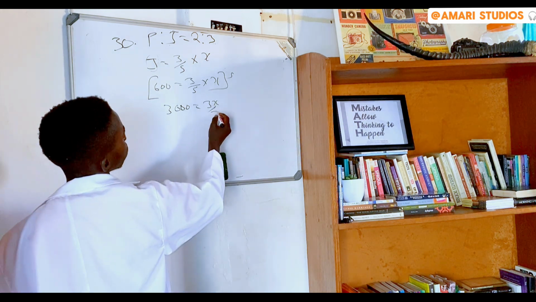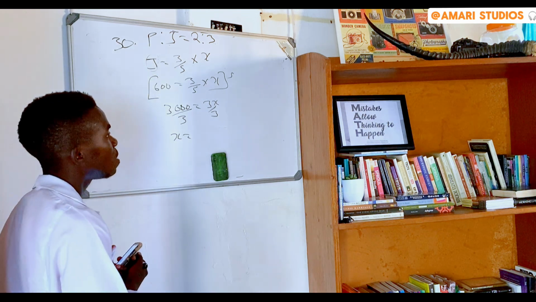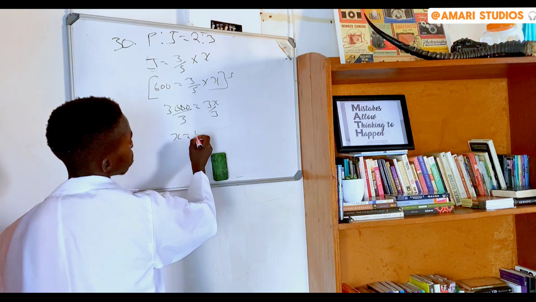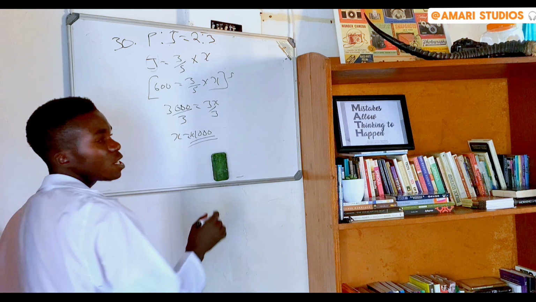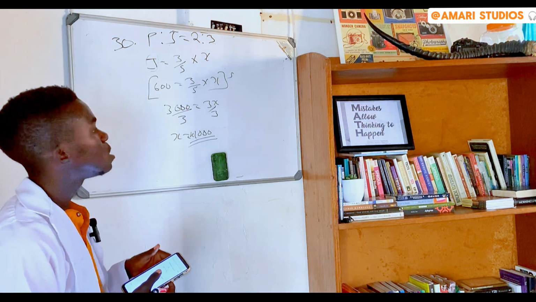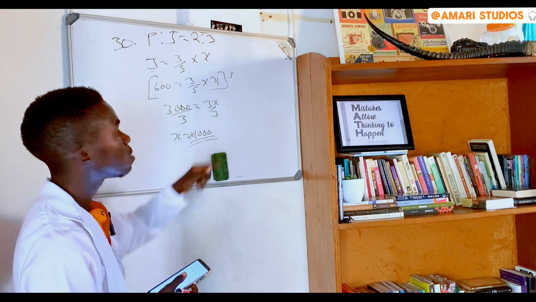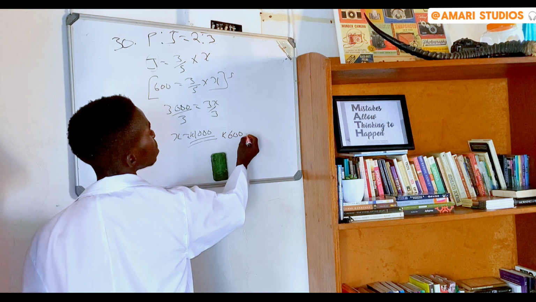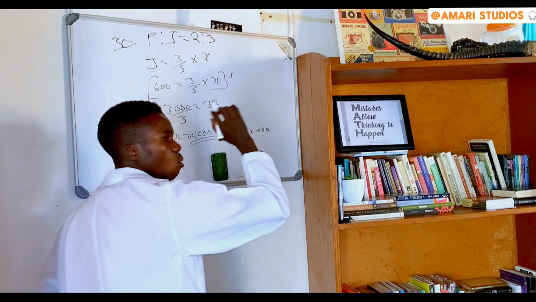Then you divide by 3, and X, the total amount of money that was shared, is equal to 3,000 divided by 3, which is 1,000 kwacha. So these guys were sharing 1,000 kwacha, and out of 1,000 kwacha, John got 600 kwacha. This means that Peter got 400 kwacha.